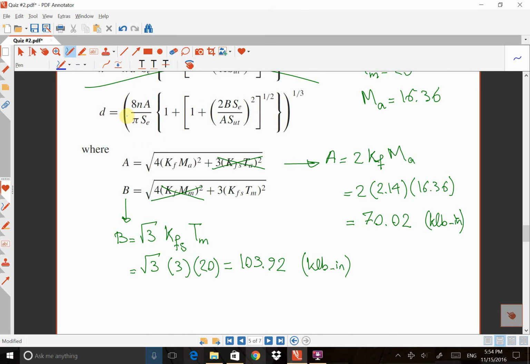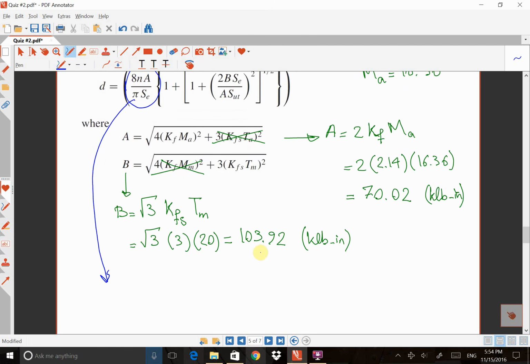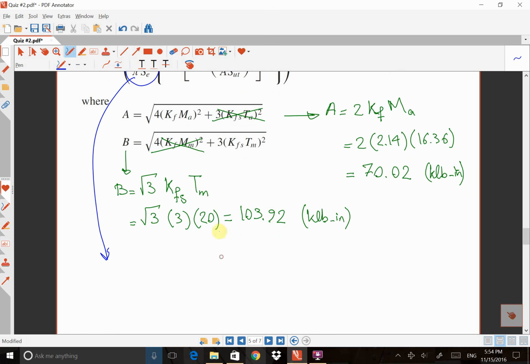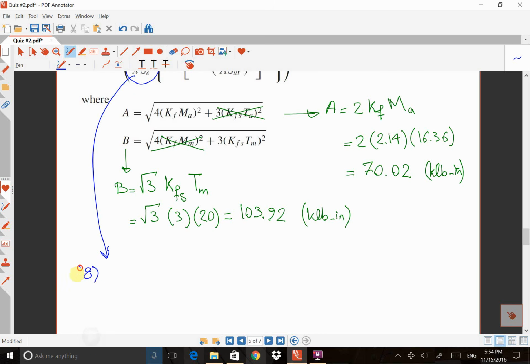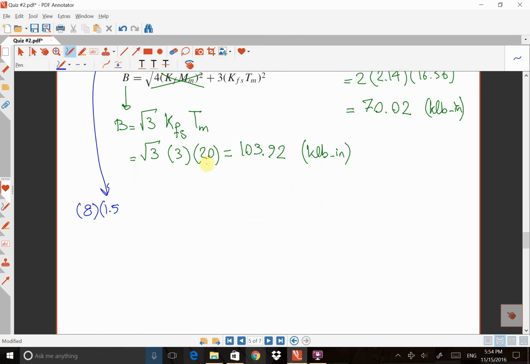I'm gonna find this term first. 8N times A, so that will be 8. N is 1.5. A is 70.2, okay. The denominator is pi times 55, so this number will be 486.